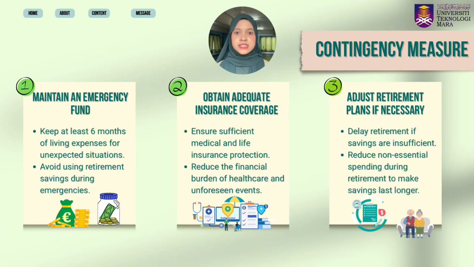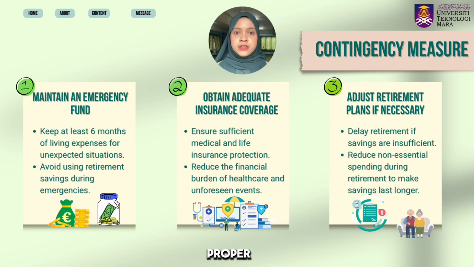Now, moving to the contingency measures. First, maintaining an emergency fund is important. At least 6 months of living expenses should be kept aside so we don't rely on retirement savings during emergencies. Second, obtaining adequate insurance coverage helps reduce the financial burden from medical or unexpected events. Third, adjusting retirement plans may be necessary, such as delaying retirement or reducing non-essential spending to ensure savings last longer.